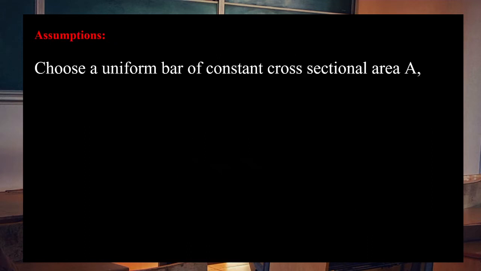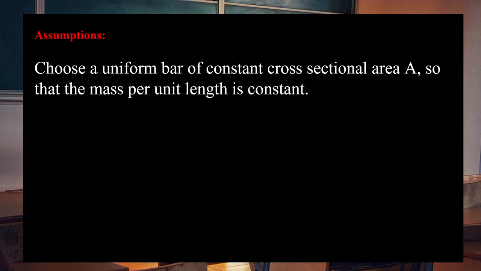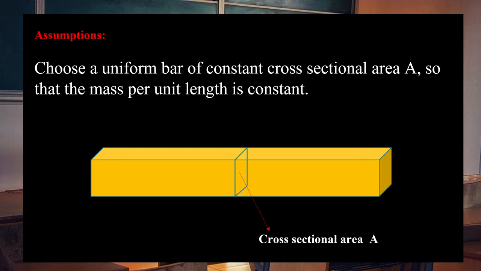To derive the one-dimensional heat equation, we make the following assumptions. Choose a uniform bar of constant cross-sectional area A, so that the mass per unit length is constant. So we are considering a uniform conducting bar of constant cross-sectional area A, and mass per unit length is a constant.